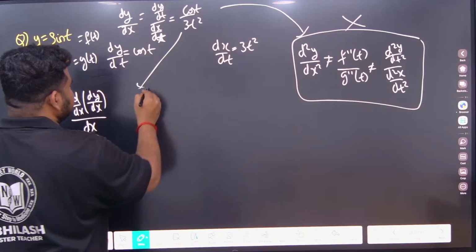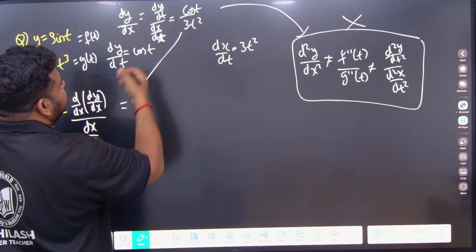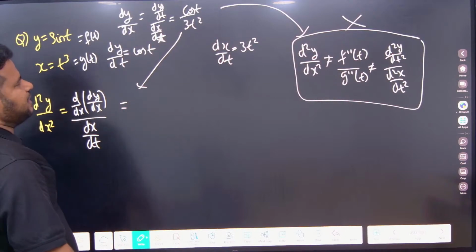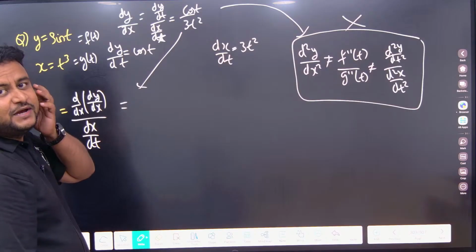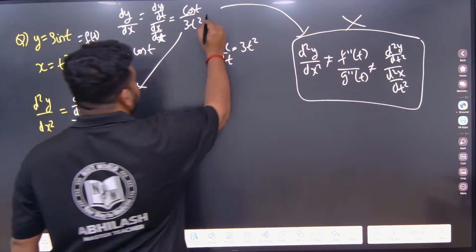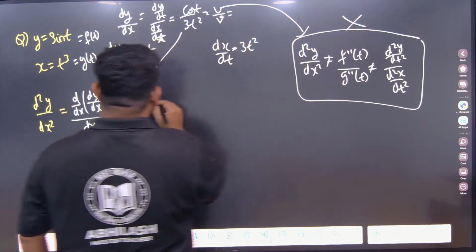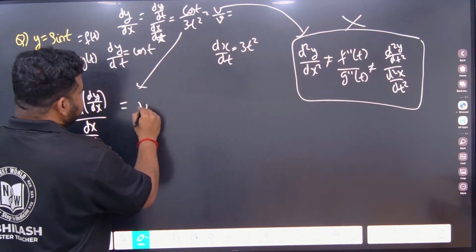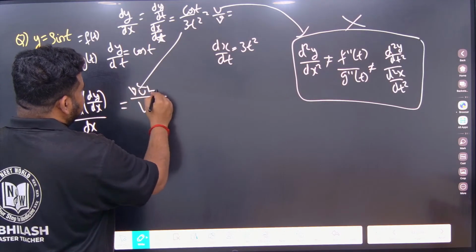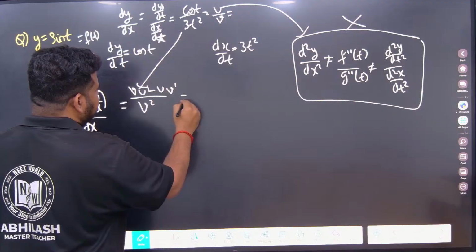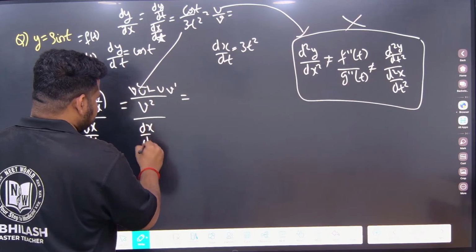If I differentiate this again, definitely I should apply the u by v rule. This will give us v into u dash minus u into v dash, divided by v square. And I should keep writing the division by dx by dt.